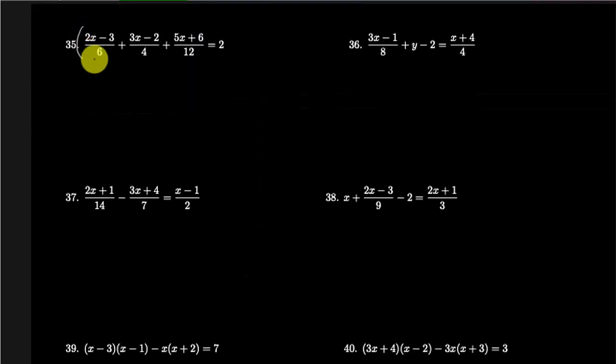All right, we'll get a common denominator of 12. 6 goes into 12 2 times. 2 times 2x minus 3.